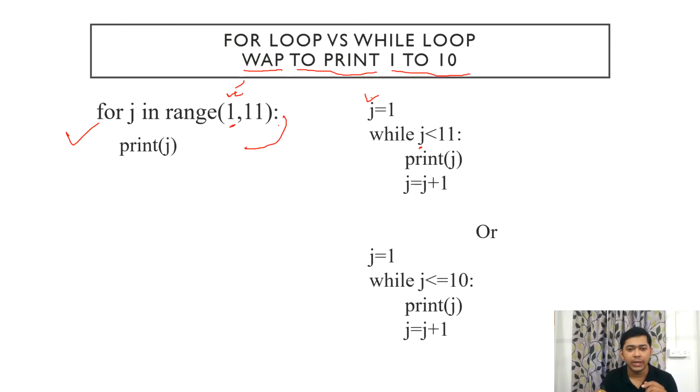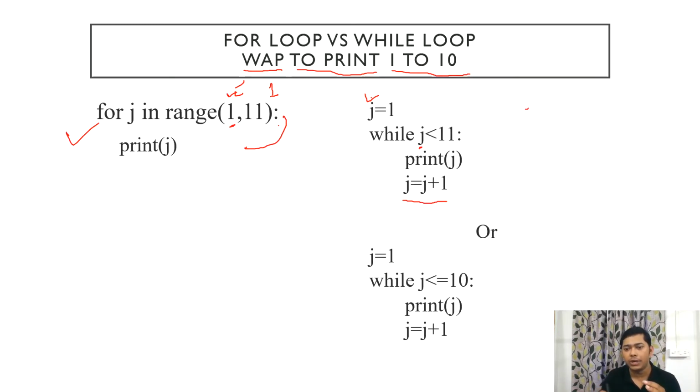Print j. Now what is the step value? Step value is plus 1. That means after 1 what will be the next value? 2. After 2, the next value is 3. So here the range function is not working, so I need to increase the value. That's why I have written j equals to j plus 1. This increment or decrement will be the last statement of that loop. In the body you must write it down.